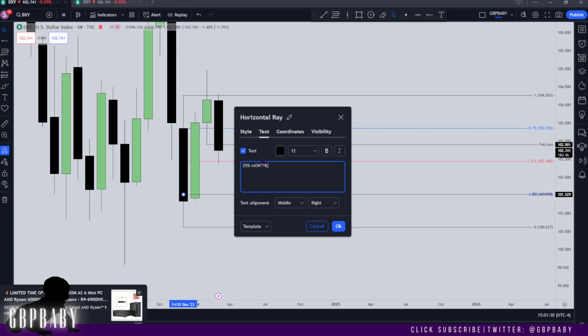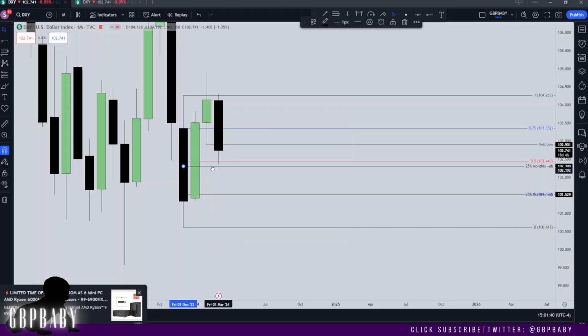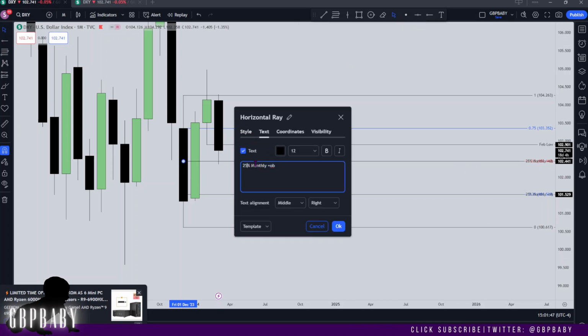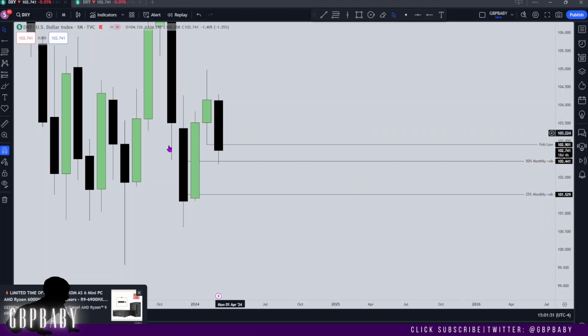25% of monthly bullish order block. Oh, I always end up doing that. And then we also have the 50% level, right here, which is also what we call mean thresholds. So let's just get that written out as 50%. And now we have three levels marked on our charts from the monthly.